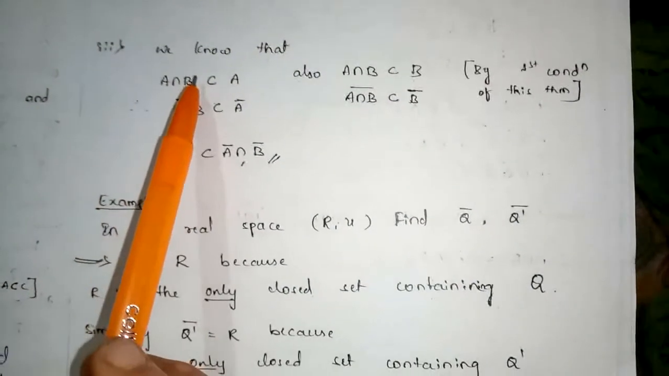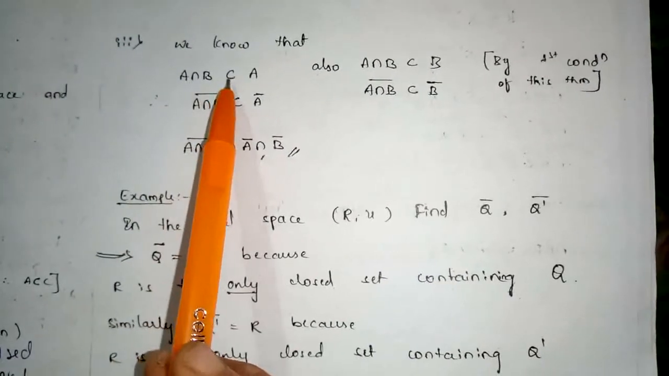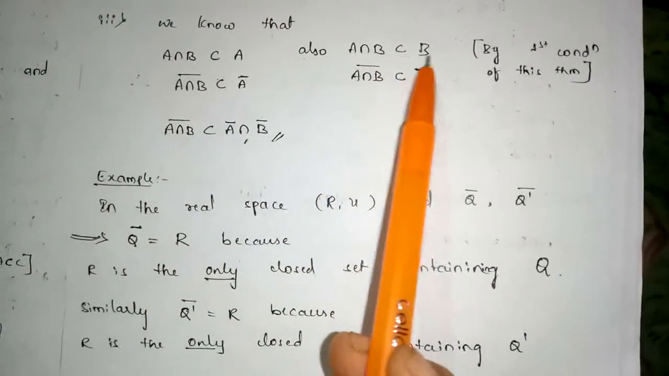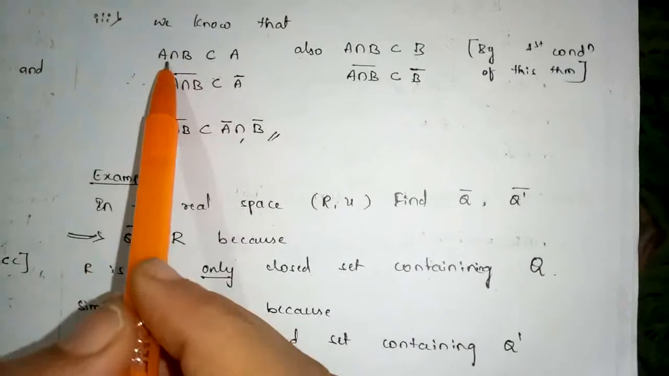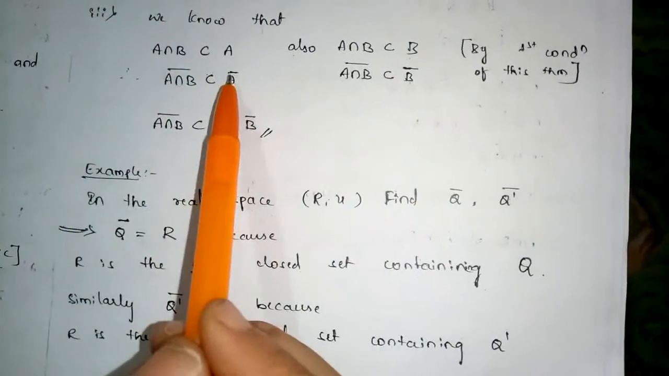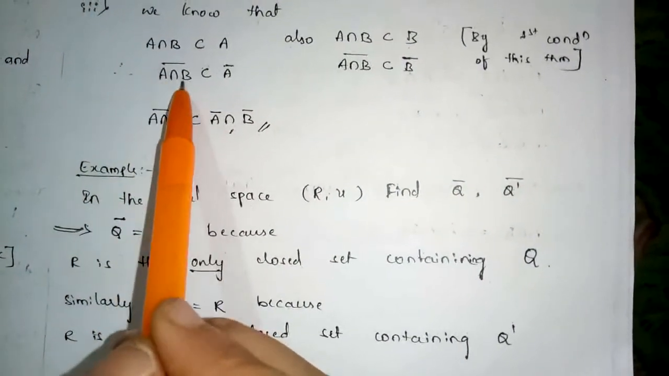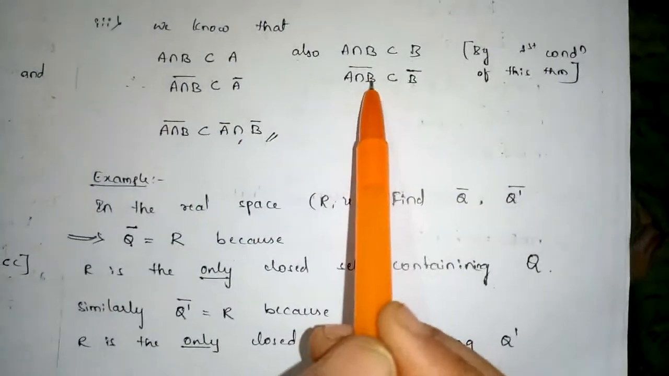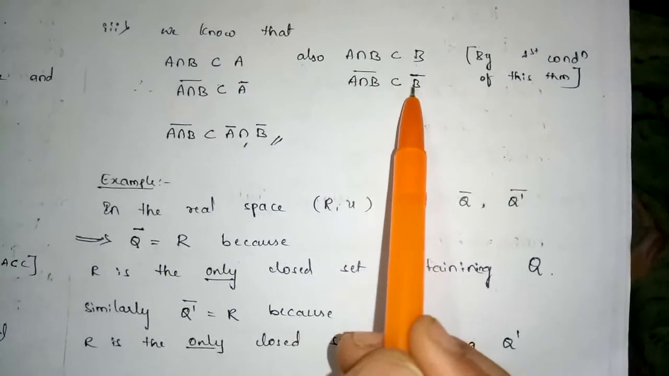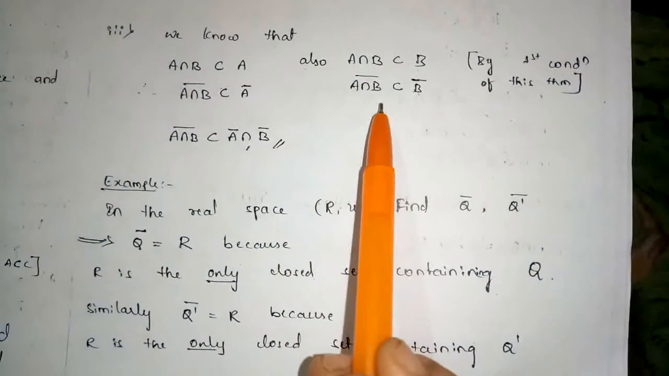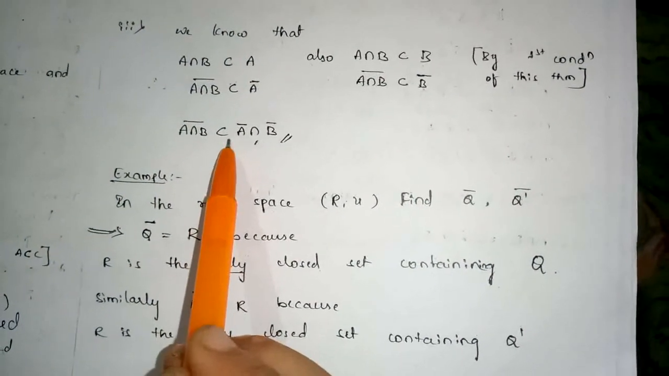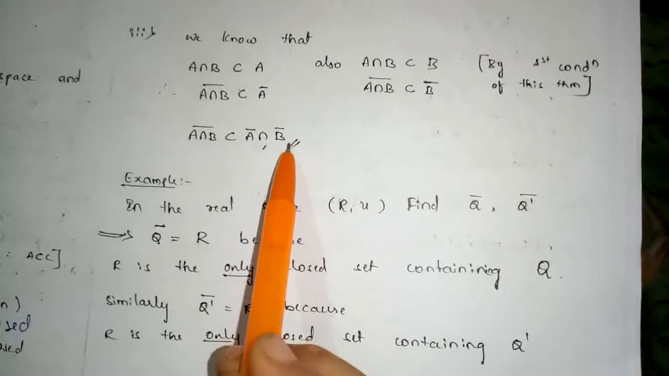Observe the third one. You know by using set theory, A intersection B is a subset of A and A intersection B is also a subset of B. A is a subset of B, then A bar is a subset of B bar. By using that condition, (A intersection B) bar is also a subset of A bar. (A intersection B) bar is a subset of B bar. Then intersect these two, then (A intersection B) bar is a subset of A bar intersection B bar. This one is the third proof.